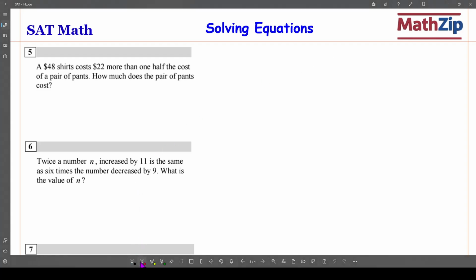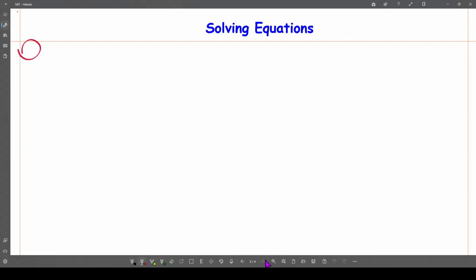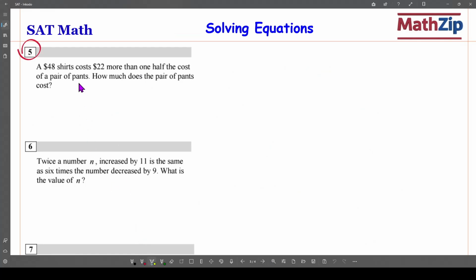Today we are starting from number 5, because in the last video we already finished 1 to 4, which were solving equations with variables on both sides. Our question: a $48 shirt costs $22 more than one half the cost of a pair of pants. So how much does the pair of pants cost? So what are you understanding here?